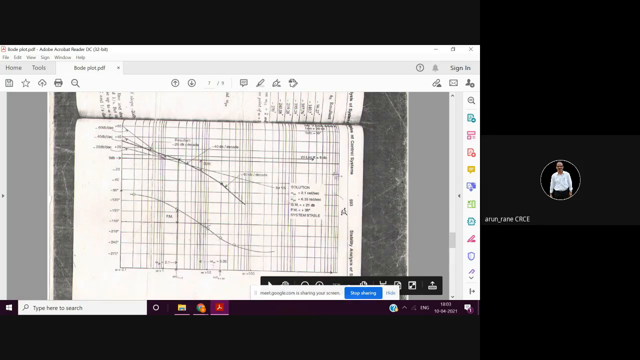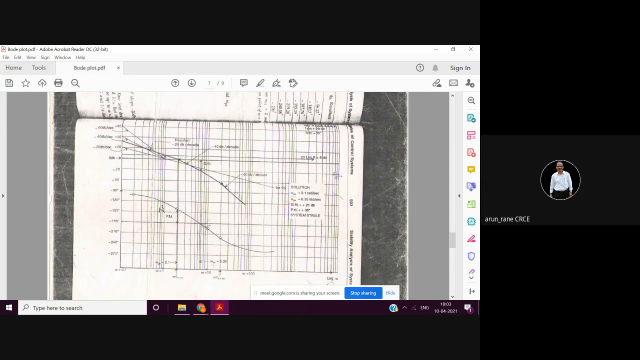Now once you are done with this phase angle plot, then what is the solution? Now we are almost coming to the end. So omega GC, that is, G for gain and P for phase and C for changeover. So now let us see omega PC. Where is your omega PC? That is 6.35. So 6.35 is this. Now this is the center line of phase angle.